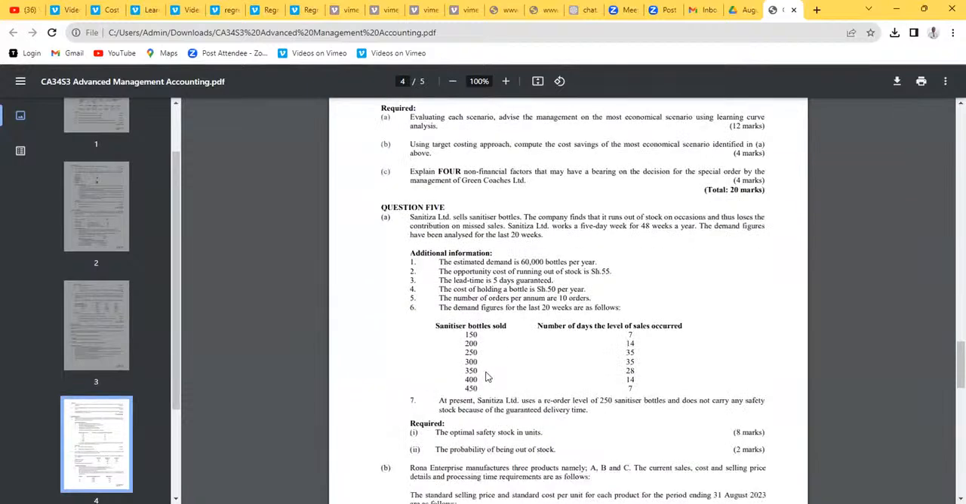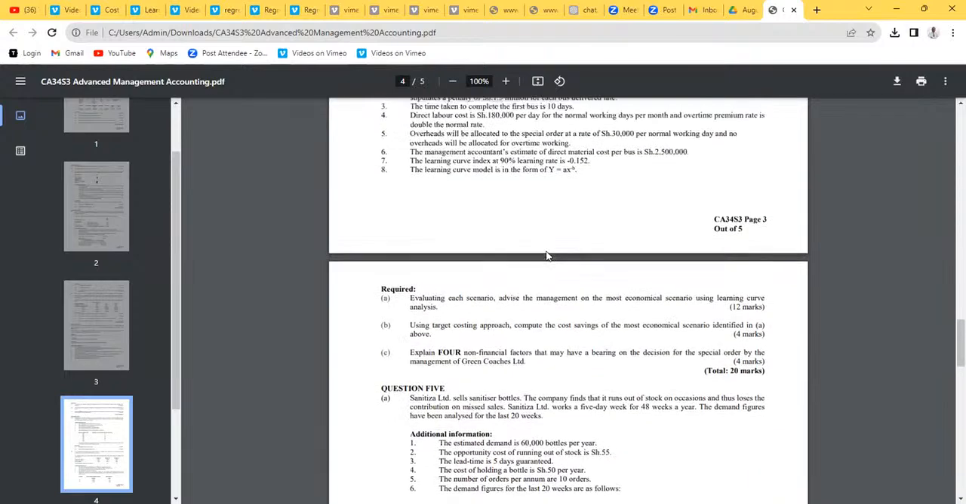Then required: evaluate each scenario and advise the management on the most economical scenario using learning curve analysis. Using target costing approach, compute the cost saving of the most economical scenario identified in A above.